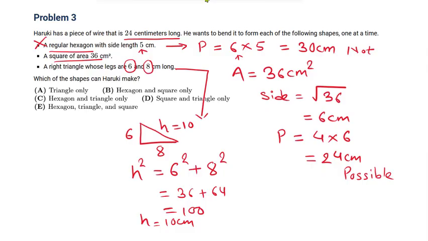Now if you add 6 plus 8 plus 10, that is 24 centimeters. So this is also possible. So now we have two possible shapes: square is possible, triangle is possible.